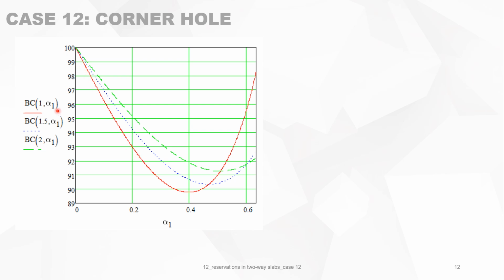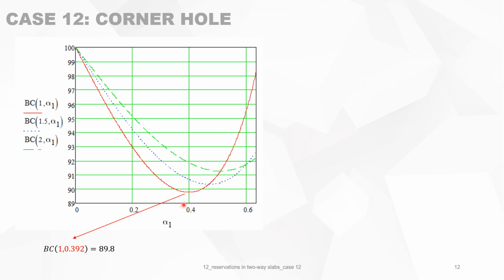And you see that within those limits of alpha between 1 and 2, the minimum changes from this to this point and to this point. All loads are below 100%. So it means reservation of type 12 leads always to a loss in bearing capacity.